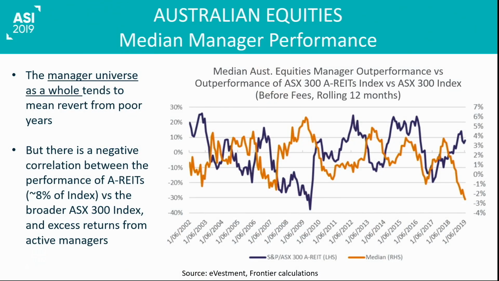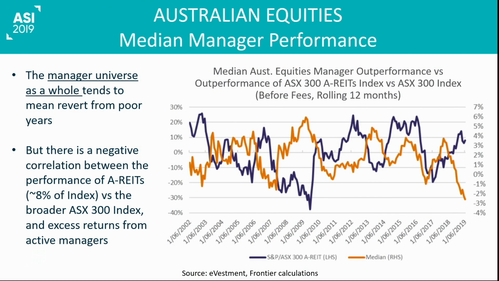So what happened, or WTF happened, over the last 12 months? The one thing to say is, yes, the last 12 months was unprecedented in terms of underperformance from Australian equities managers as a universe. There's certainly some that did well and some that did less well. As a universe, it does tend to mean revert. So it tends to bounce off these sort of years, and nearly 3% underperformance from the median manager is almost unprecedented, or is unprecedented, certainly.